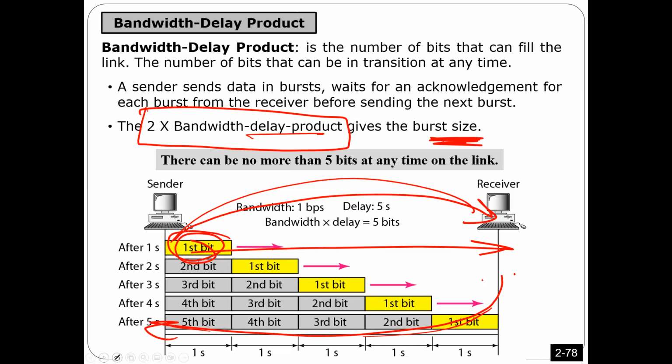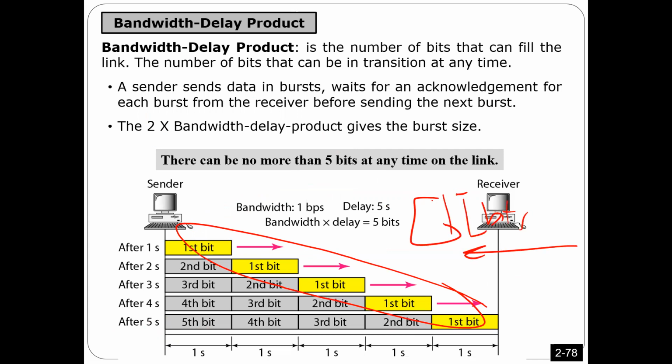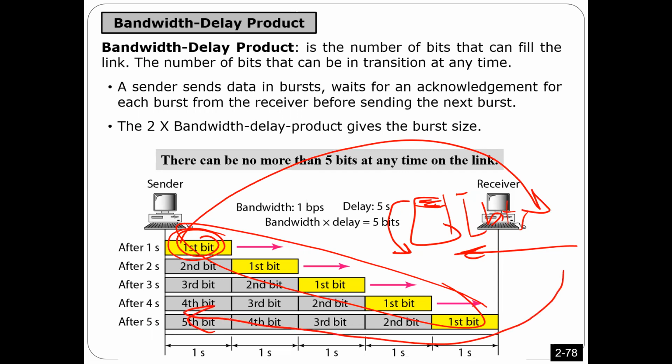So in this scenario, I should transmit 10 bits, since 5 seconds is the delay, as you see here. I have to transmit 10 bits before I receive the acknowledgement of the first bit. You got what I'm saying? Because if I transmit a bit now, it's going to take 5 seconds to get delivered, and then another 5 seconds to receive the acknowledgement.